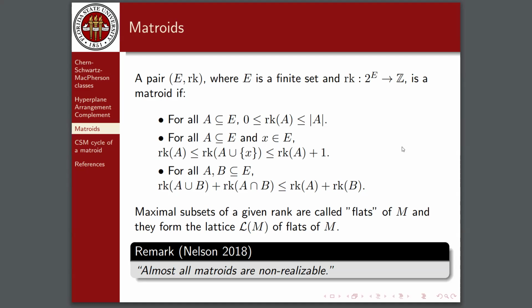I believe, what is it? For all matroids, the lower bound is something of the order 2 to the power of 1 over n times n choose n over 2, minus n log n. And the upper bound for realizable matroids is 2 to the n cubed over 4, which is the result of the paper, Almost All Matroids Are Non-Realizable, by Nelson.